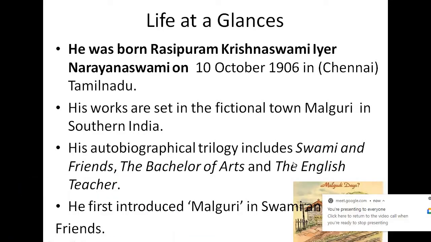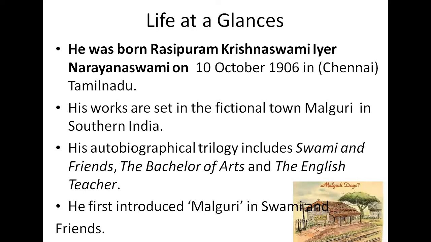Okay, so let's move on. When we talk about his autobiographical trilogy, it means a series of 3 novels. Autobiographical because the subject matter, the characters, were based on his own life, with different names. These 3 novels are Swami and Friends, his first novel, The Bachelor of Arts, and The English Teacher. They form a trilogy, and they are autobiographical in nature, based on experiences of his own life, especially The English Teacher, which was written after the death of his wife.